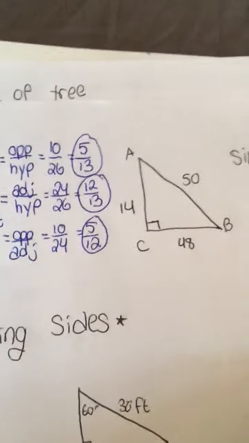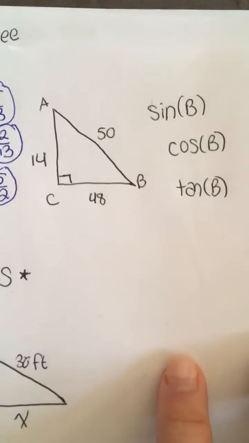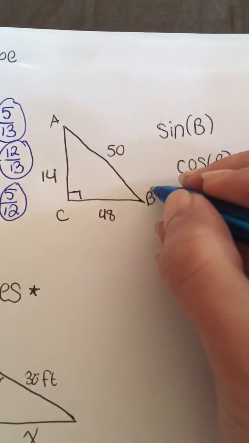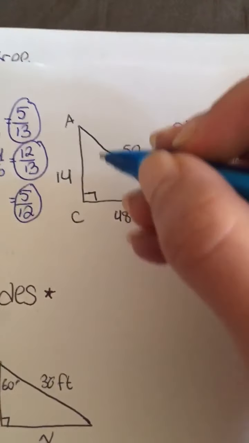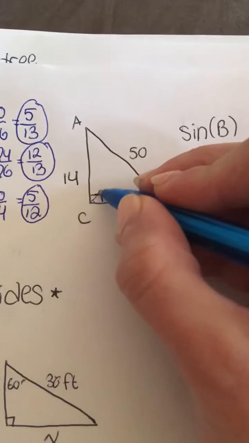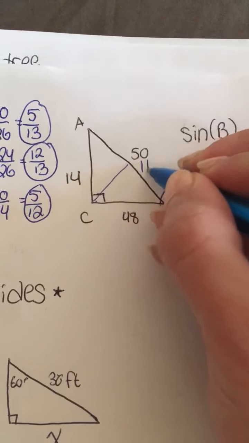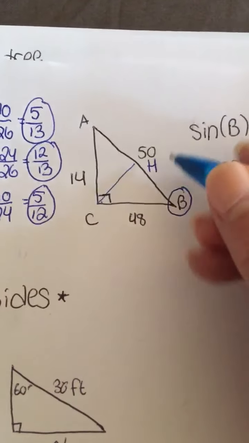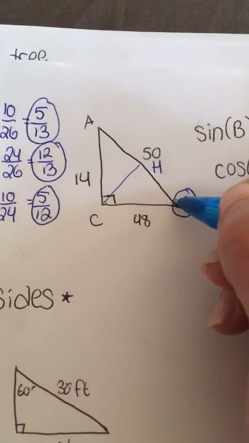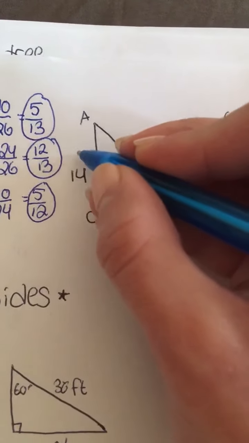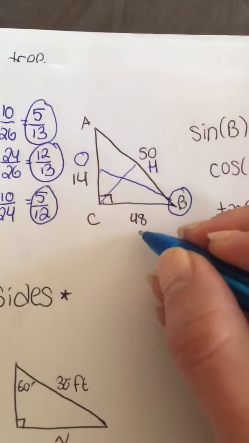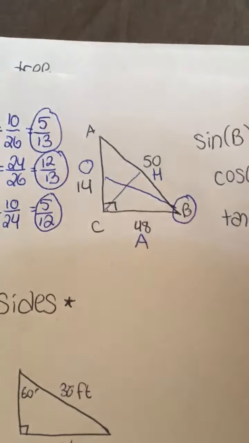We'll do another example. Now we're looking at angle B, so let's circle our angle. Start by labeling your hypotenuse, so find 90 degrees, right across from it, that's H. And then label your opposite. So the angle that you circled, right across from it, that's opposite O. The other side that's left over is adjacent.